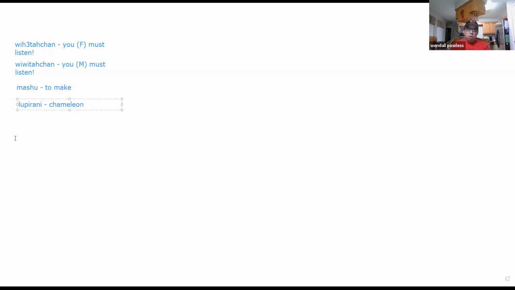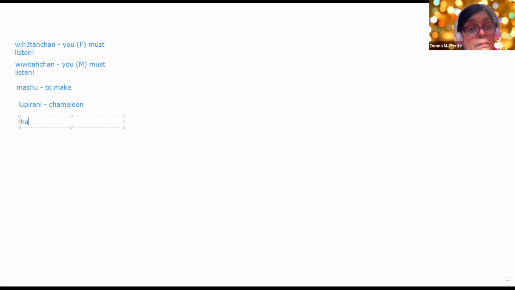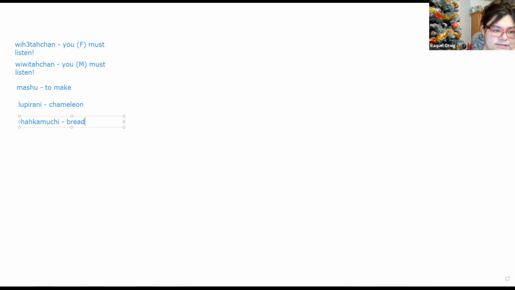So, really, here the people would make a sandwich, like make biscuits and put something on it. We have the word hakamuchito. Hakamuchito is like a little bread, which is a biscuit. Hakamuchi is bread, and then the rolls and biscuits.